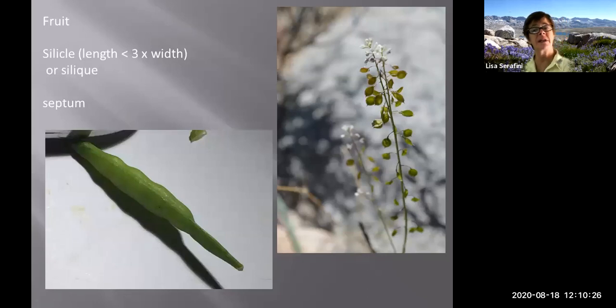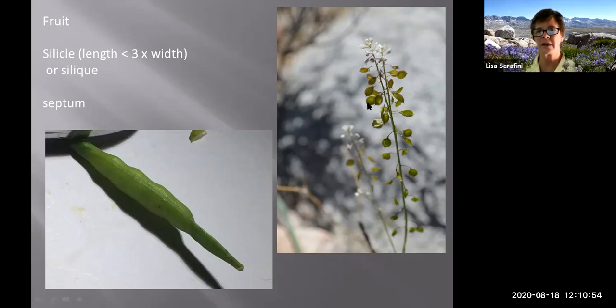Now the fruit's very distinctive in this family, and Jepson may call it a capsule, but they also use these terms here. Remember, a capsule is a fruit that is made of more than one carpel fused together, and it opens in various ways. Well, let's use the more specific terms for this family. We're either talking about a silicle or a silique, okay?